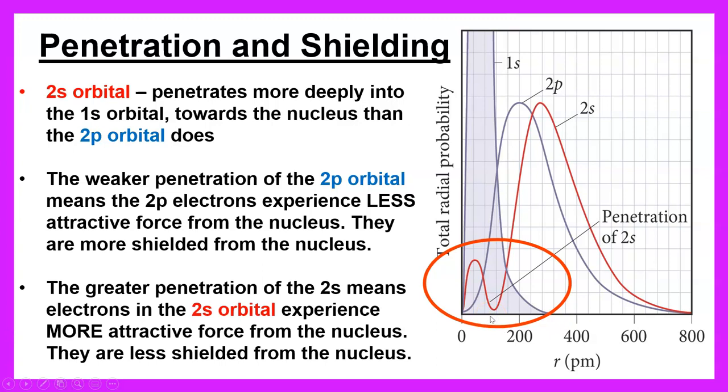So we end up in a situation where the 2s ends up with more attractive forces to that nucleus than the 2p does. And when you think about things like removing electrons from orbitals, right, the degree of ease or difficulty of that would be connected to how much attractive force there is. So you can use these types of graphs and these concepts to explain that.